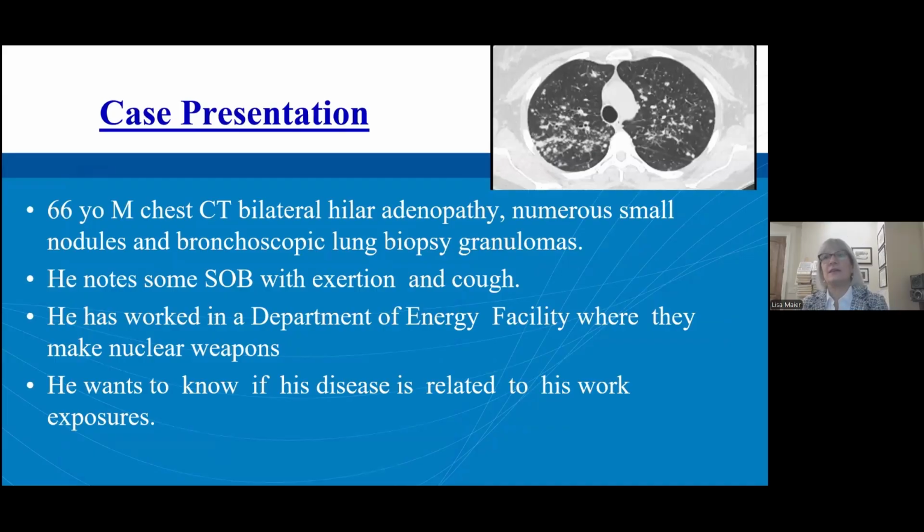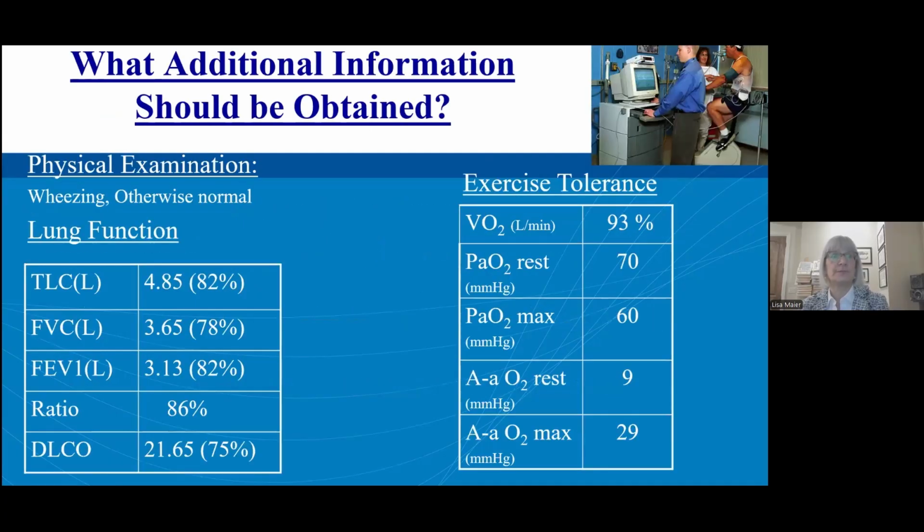And so I want to start off with a case presentation. This is a case that I saw a few years ago now, a 66-year-old who came in with what he was told was sarcoidosis: hilar adenopathy, small nodules, and he had a bronchoscopy and a CT scan which showed granulomas in the parenchyma. He had shortness of breath with exertion and cough. He told me he had worked at a Department of Energy facility where they make nuclear weapons and was concerned about whether his disease was related to his work exposures.